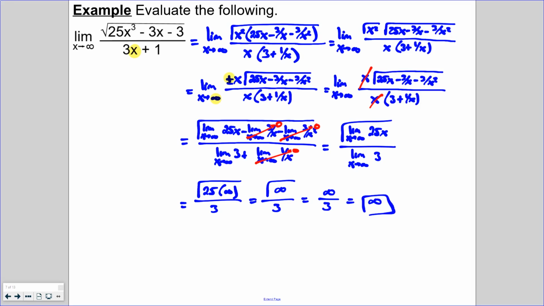So therefore, as x approaches positive infinity of this function, the height of this function is also going to approach positive infinity.